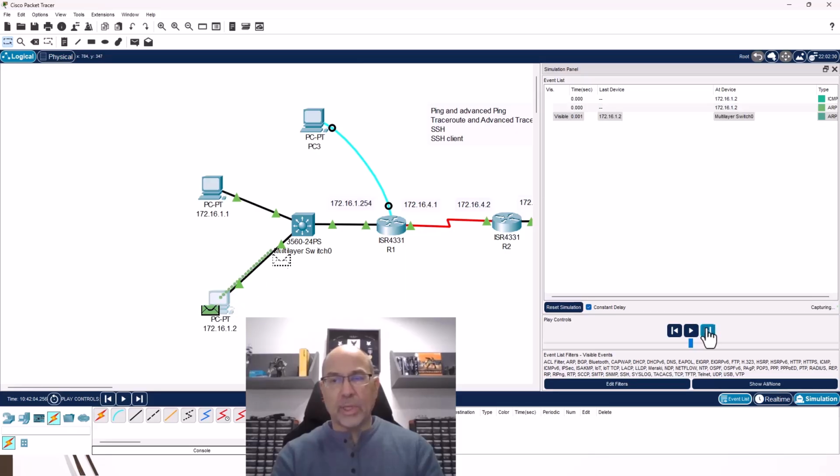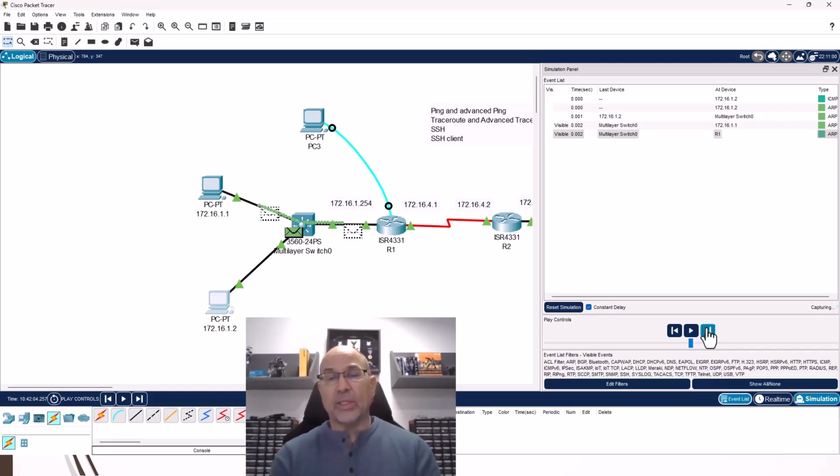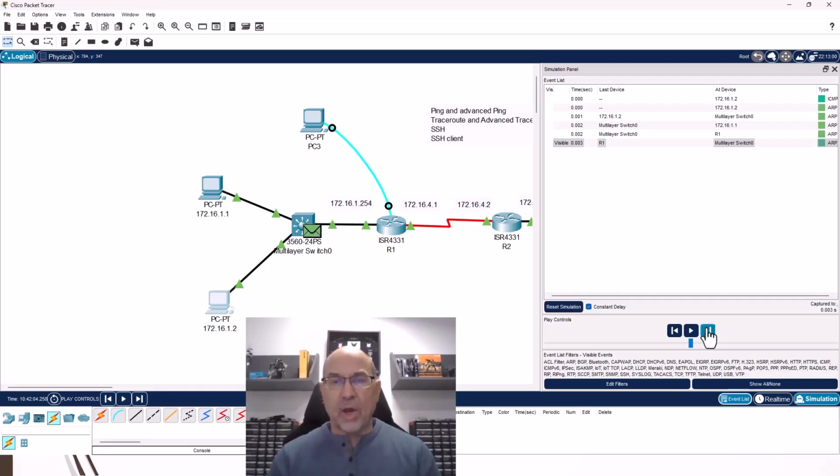Now what happens? Now this message actually goes out. Why is it going out? Well, the host believes that it's on a much larger network, that the destination, 172.16.4.1, is not on a different network, that it is in fact on the same network. And so it goes out, but of course, that host is not out there.